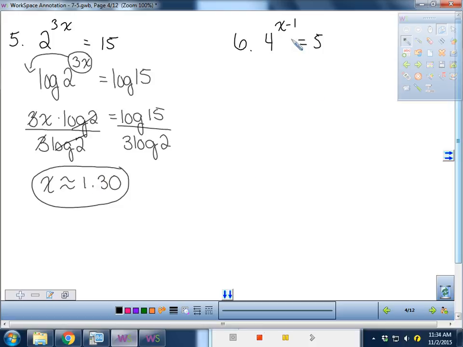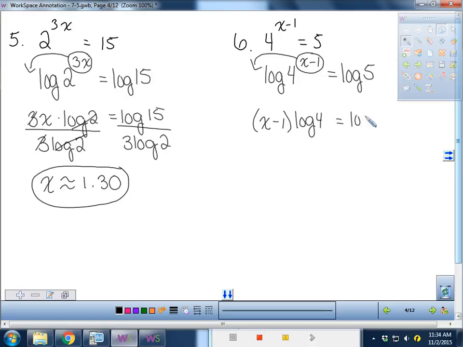All right. And this one. There's no way I can write these with the same base. 5 is a prime number, and 4, the only thing I could write with its base would be a 4 or a 2. So again, I notice that x is in the exponent, so I'm going to log both sides. All right, I can pull this exponent to the front. So I get x minus 1. Remember, put that in parentheses since you're taking all of it times the log 4. Equals log 5.